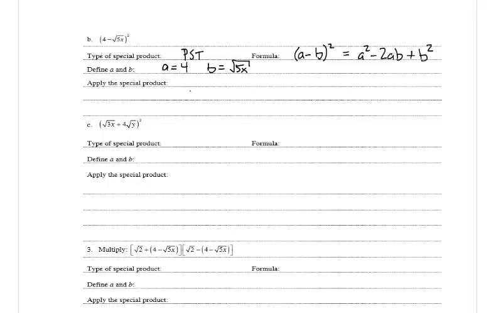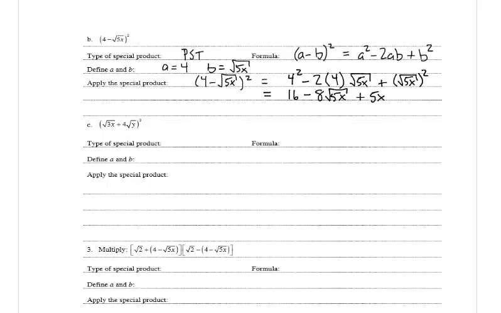And now it wants us to apply the special product. So we have 4 minus the square root of 5x squared, and that is equal to 4 squared minus 2 times a times b plus b squared, or the square root of 5x squared. And we can simplify that as 16 minus 8 times the square root of 5x plus 5x.